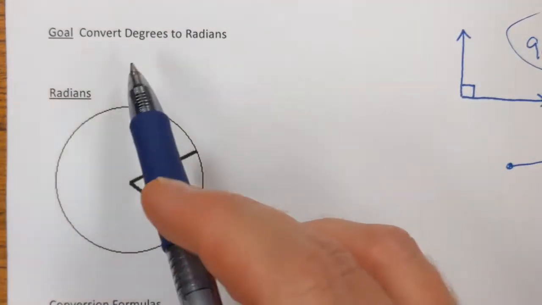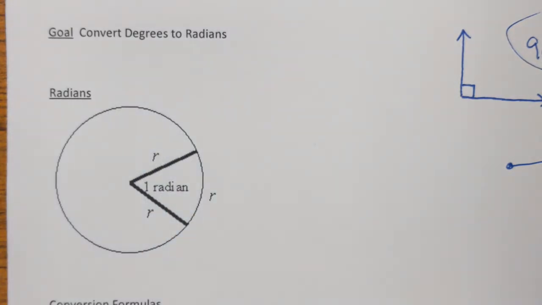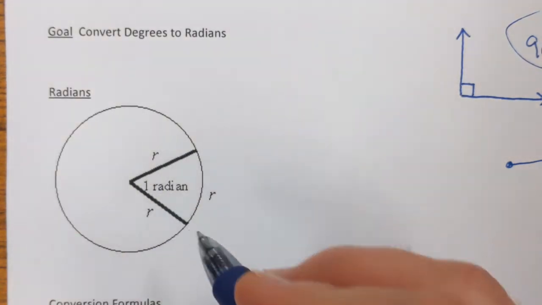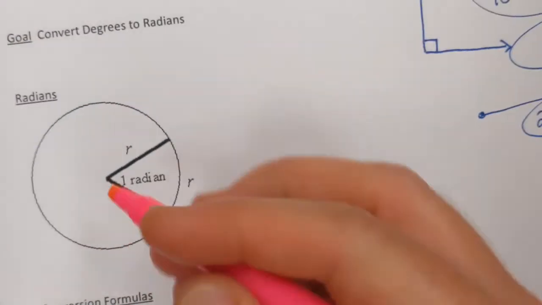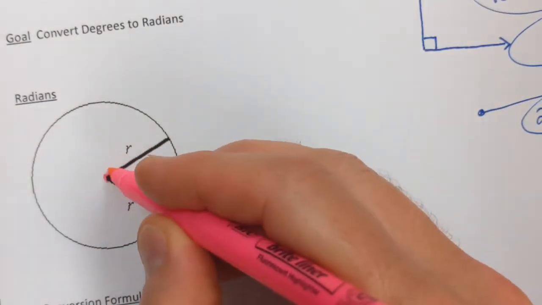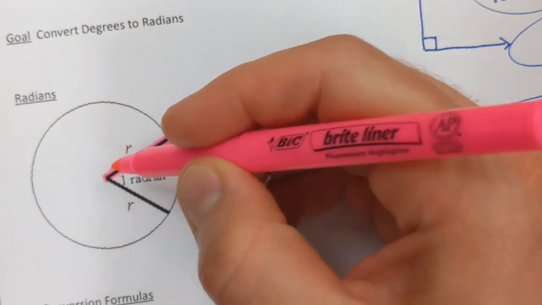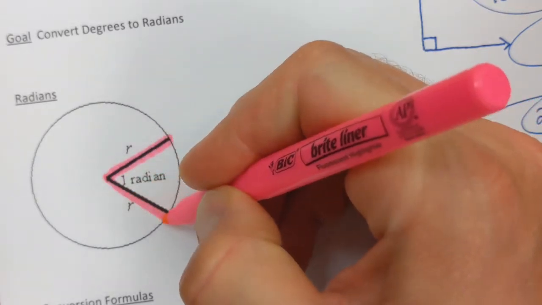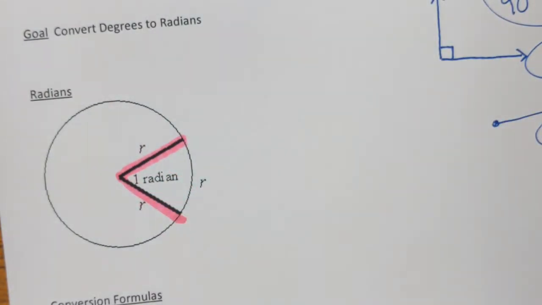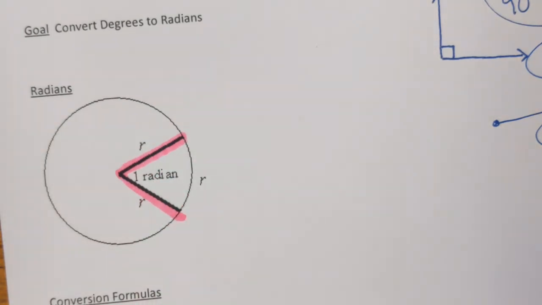So let's go to today's goal. Today's goal, I'm going to teach you how to convert from a degree to a radian. So let's start with this. What exactly is a radian? Well, a radian is this angle right here, and I'm going to highlight this in pink. This angle here, highlighted in pink, is called a radian. You can look at it and say, oh, it looks like it's about 60 degrees, but that's called 1 radian.